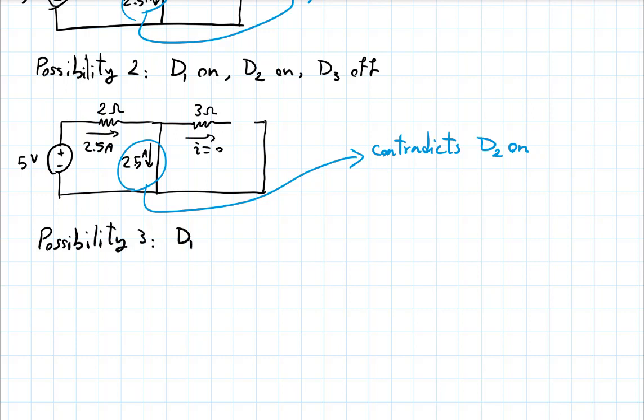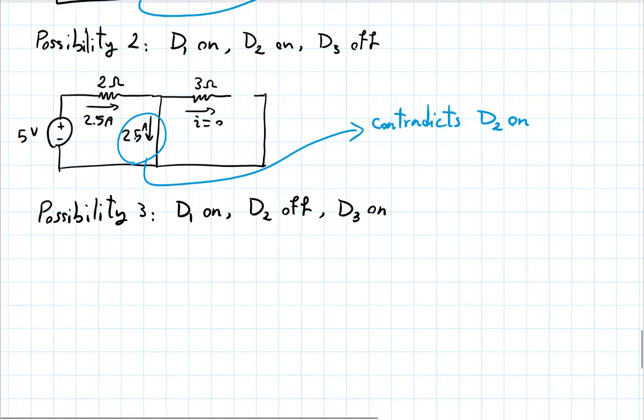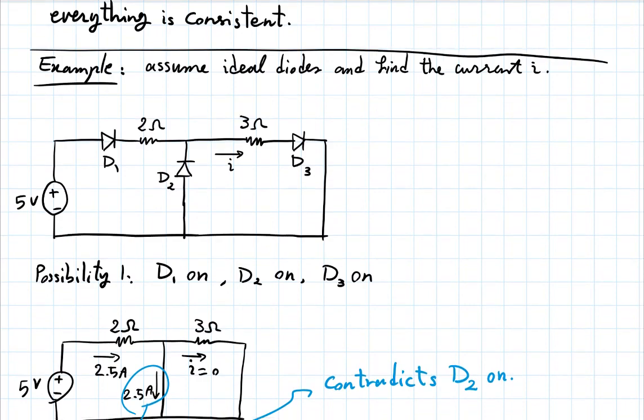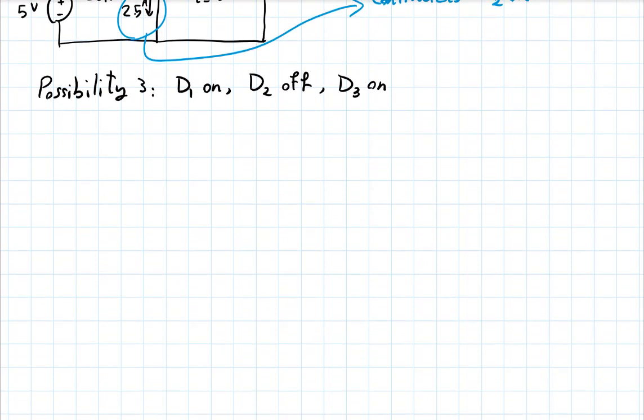Let's say this time D1 on, D2 off, D3 on. So D1 and D3 are going to be replaced by wires, but D2 is going to be replaced by an open circuit.